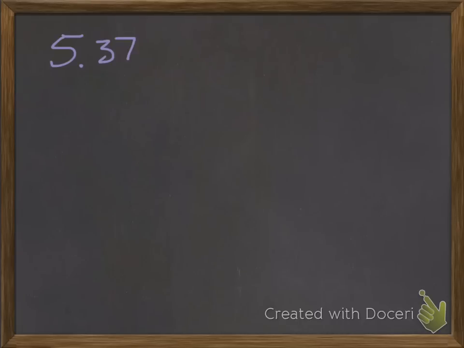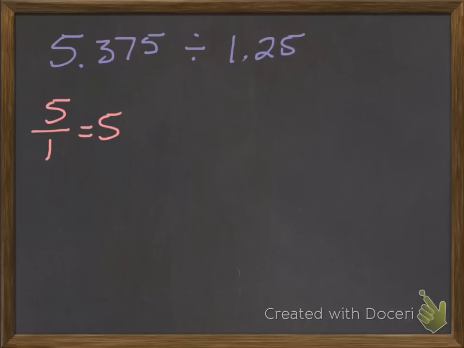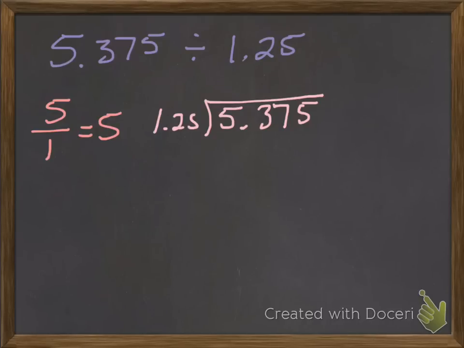All right, let's look at another example. 537 and 5/1000 divided by 1 and 25/100. So if I round my 5 and 375/1000, I would round that to 5, and I'd round my 1 and 25/100 to 1. So if I divide those, that's going to give me 5. So my answer should be around 5. So let's write 5 and 375/1000 inside, divided by 1 and 25/100ths on the outside.